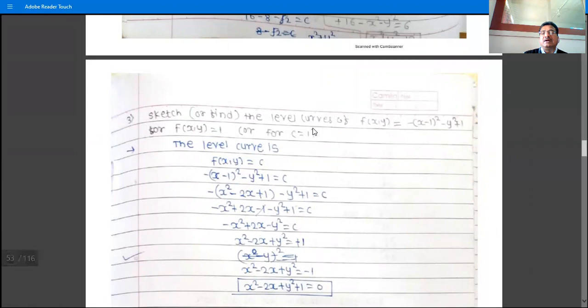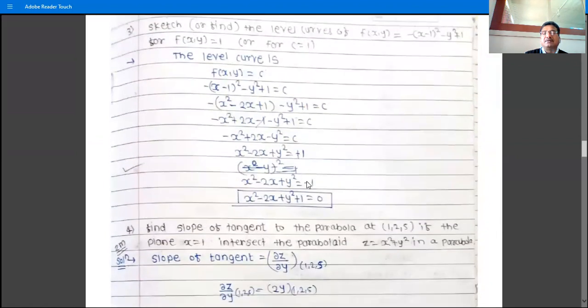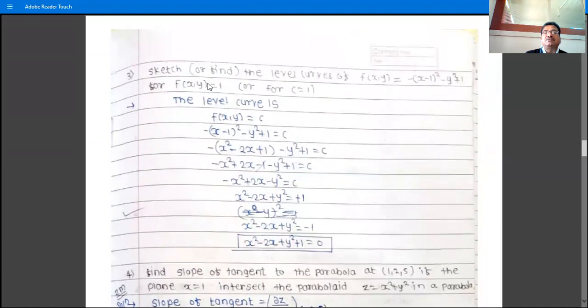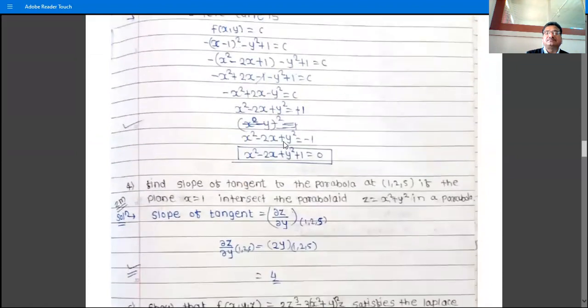Sketch or find the level curve of the function f(x,y) given here. So f(x,y) is equal to 1, or c is equal to 1. What is given? Given is f(x,y) equal to 1, that is, the value of c is directly given as 1, and so the level curve is what? The function f(x,y) is equal to constant, that is, this is equal to c is the equation of the level curve. Then simplify this, that is, taking the square of this bracket, we have this answer, and substitute c as 1, so we have this as the final answer. So c is given, that is, f(x,y) is equal to 1 or c is equal to 1.